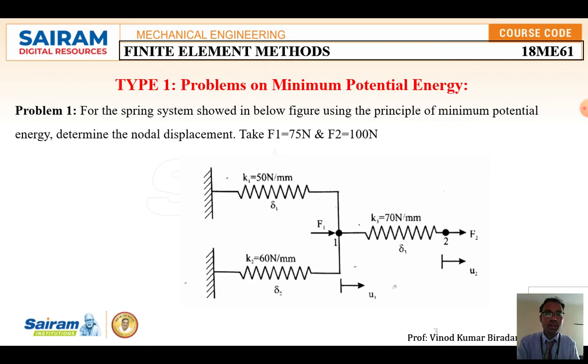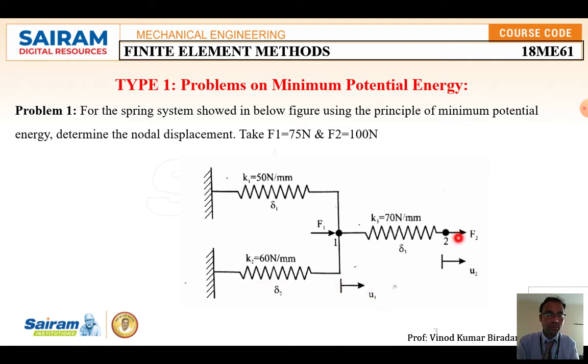What do you mean by an elastic body? An elastic body is one where, if you apply a force, it will stretch, and if you remove the force, it will come back to its original position. So if you just apply force, delta 1 will displace, that is delta 1 is equal to displacement u1, and delta 2 is equal to u1.